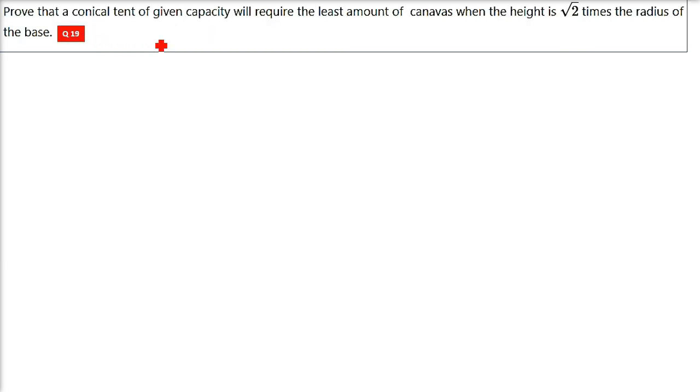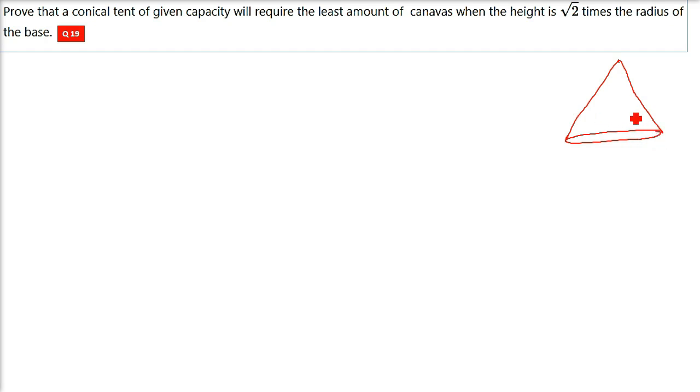Prove that the conical tent of given capacity will require the least amount of canvas when the height is under root 2 times the radius of the base. So simply we need to find out height. Prove h is equal to under root 2r.